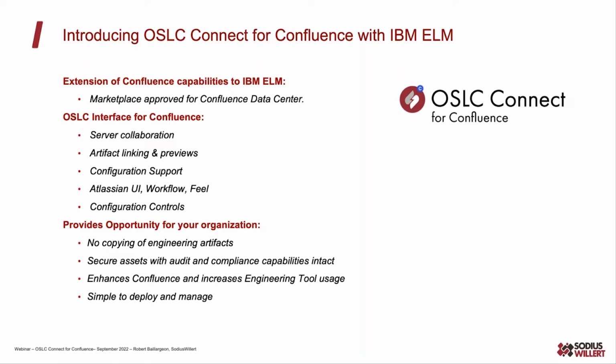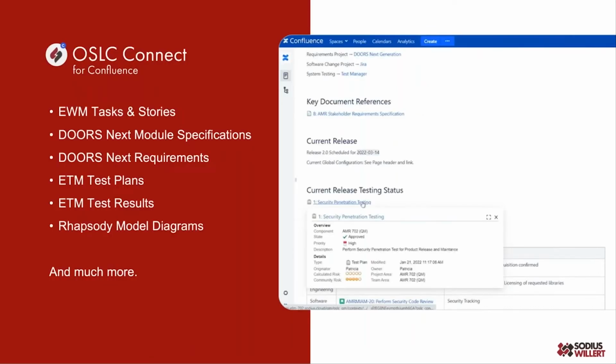So we'll show you how any of the artifacts that we're linking to from Confluence are actually being dynamically brought in, happening under your own user ID. So only the right people can see that information. And it's simple to deploy and manage. So all those things are what we want to do. We want to be able to take all your IBM ELM information and make it accessible and manageable within Confluence where you want to share information. So that way you enter it once, you can use it in many different places, which is really the whole goal of OSLC.